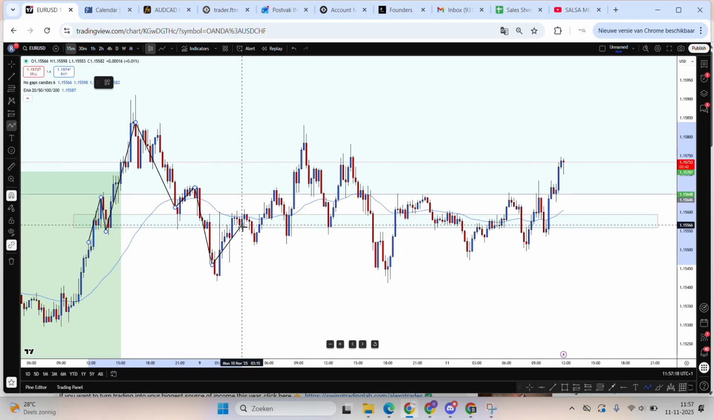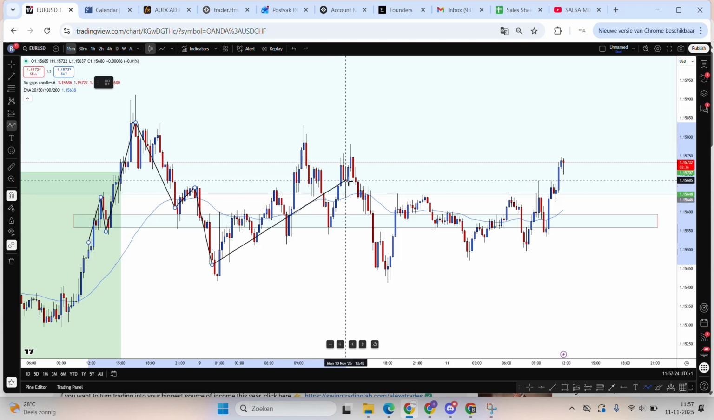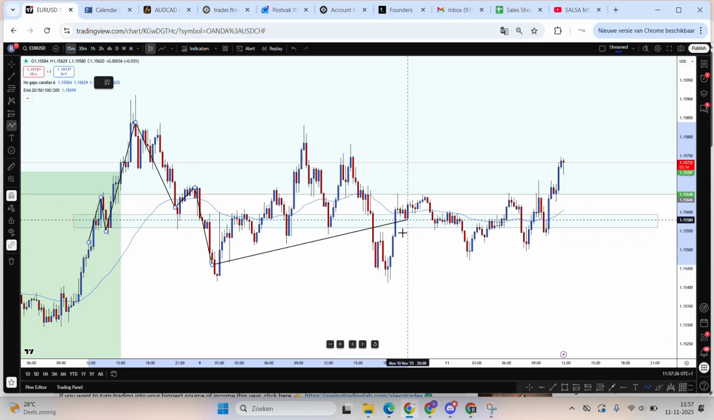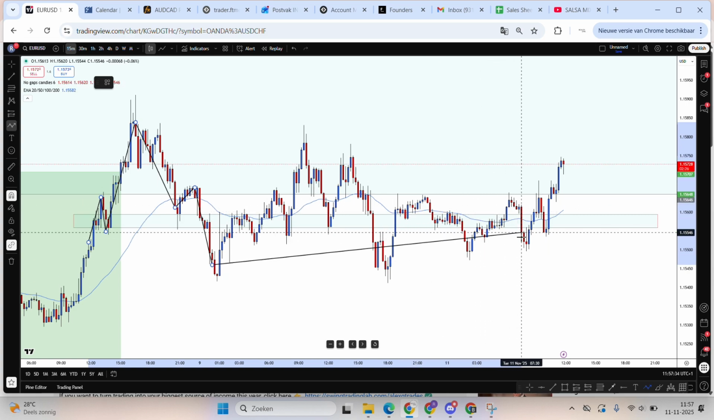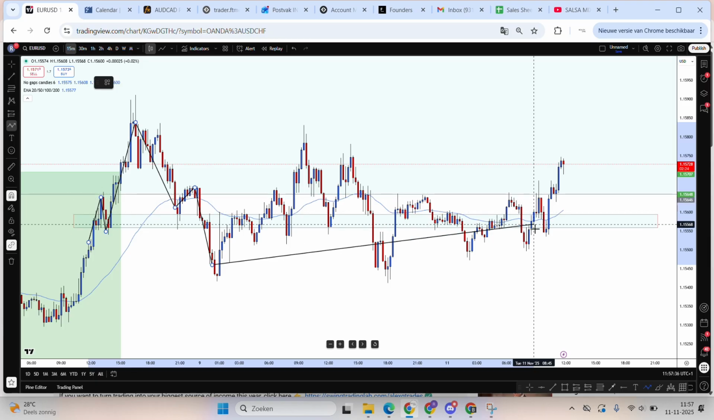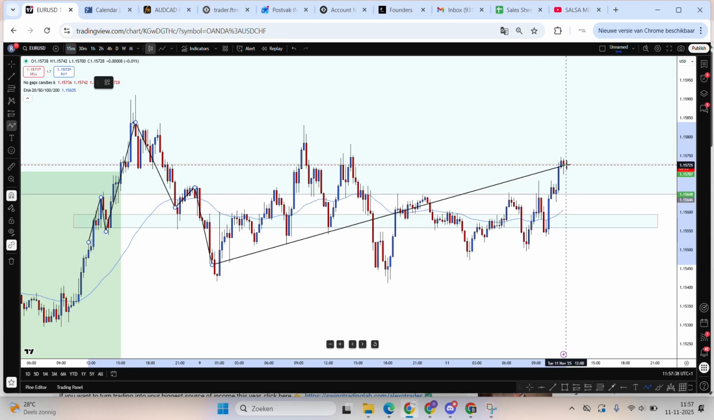Well, this, as you can see, was out of session in the middle of the night. Then we created again a left head and a right shoulder. So we had to retest the same area for a sell. But we broke above, broke under, did not retest it with an engulfing, broke above, broke under, broke above, broke under, and again we broke above.